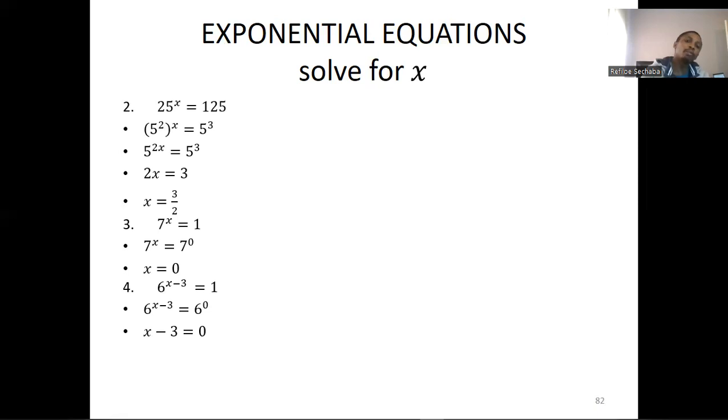Remember, a sign belongs to the number behind it. Behind the negative, you've got 3. So that negative belongs to 3. So when you transpose 3 to the right-hand side, it will change sign and become positive.